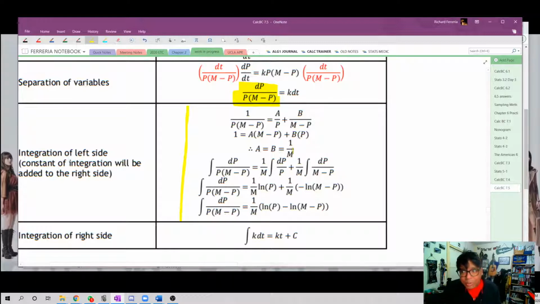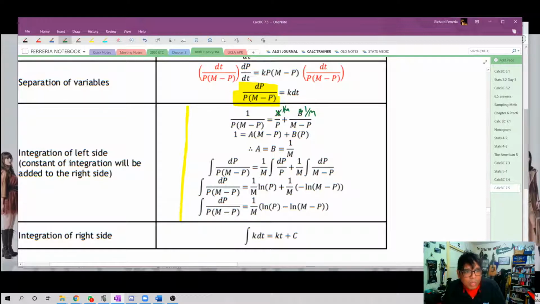In class, we would probably show all of those details, but right now, you can try it out if you like. Both a and b are going to be 1 over m. So we're going to take those 1 over m's and put them on the outside of the antiderivative, because it is constant. And we have the integral of dp over p equals 1 over m times the integral of dp over m minus p.